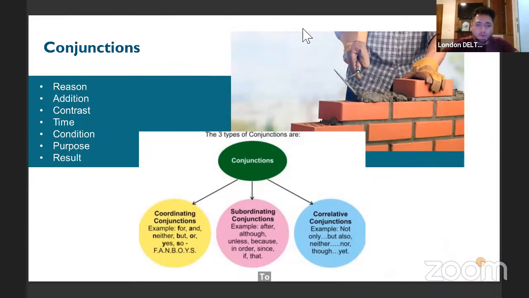What are the conjunctions? Have you heard about conjunctions? Los conectores. What are conjunctions for?